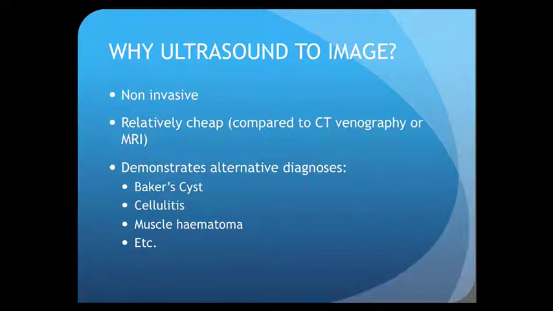But ultrasound has all the advantages when looking for thrombosis as it does when being used looking for other disorders, in that it is non-invasive. It is certainly a lot cheaper than CT venography and MRI. It doesn't involve contrast media, and it may well demonstrate some alternative diagnoses, such as Baker's cysts, cellulitis, muscle haematomas, these sorts of things.